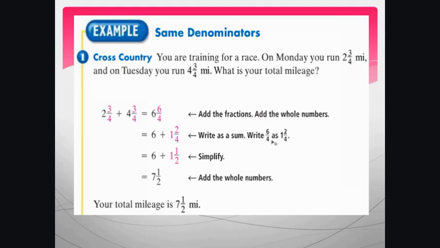So 6 over 4 written as a mixed number is 1 and 2 over 4. So then we add our whole numbers, which is 2 plus 4 equals 6. Then we add 6 plus 1 2/4, and 1 2/4 can be simplified to 1 1/2. So then we add our whole numbers to equal 7 1/2.